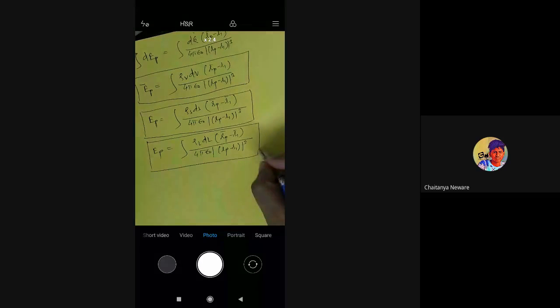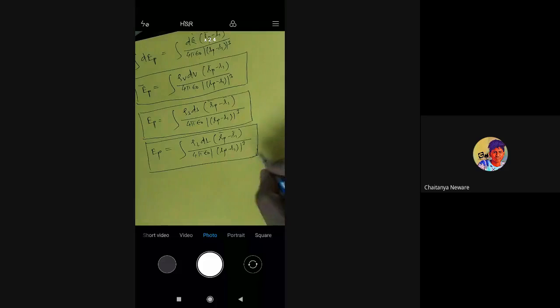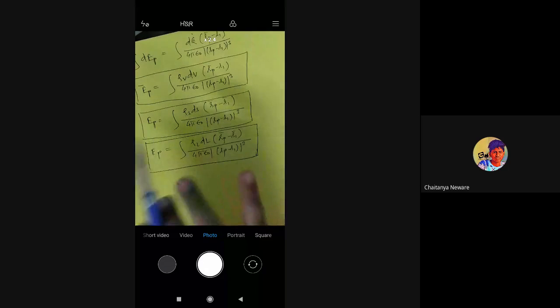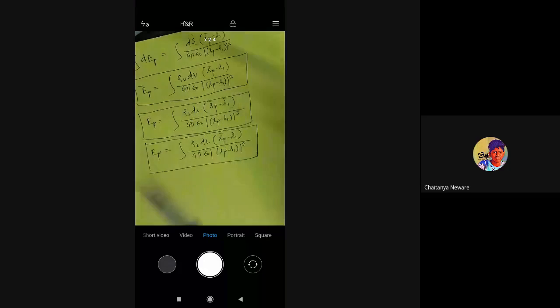So in the next class, we will study the numerical of electric field intensity due to volume charge density, surface charge density, and line charge density.